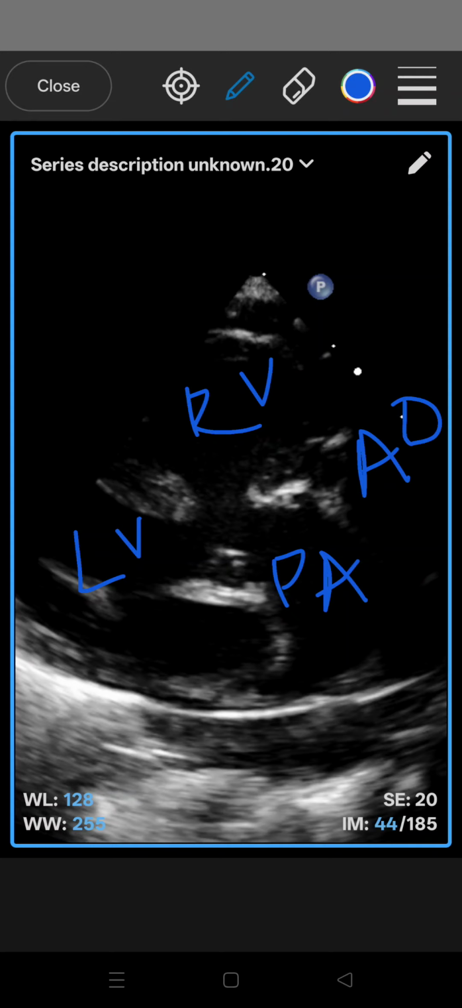So this is d-transposition because the right atrium and right ventricle, and the left atrium and left ventricle are normally connected. Though you cannot see that in this image, that is the scenario. So right atrium to right ventricle and left atrium to left ventricle, and then left ventricle to pulmonary artery and right ventricle to aorta. So this is the case of d-transposition of great arteries.